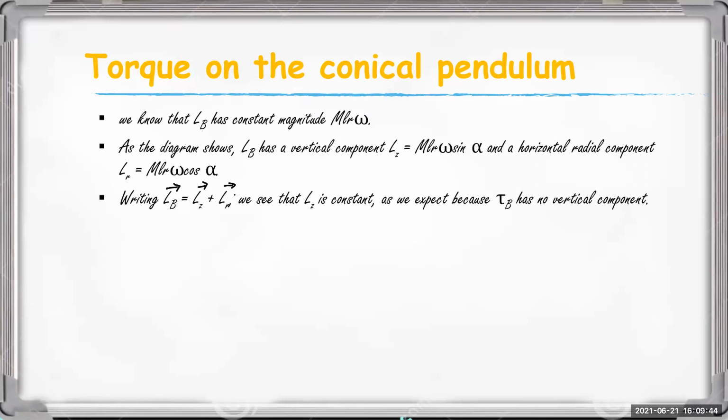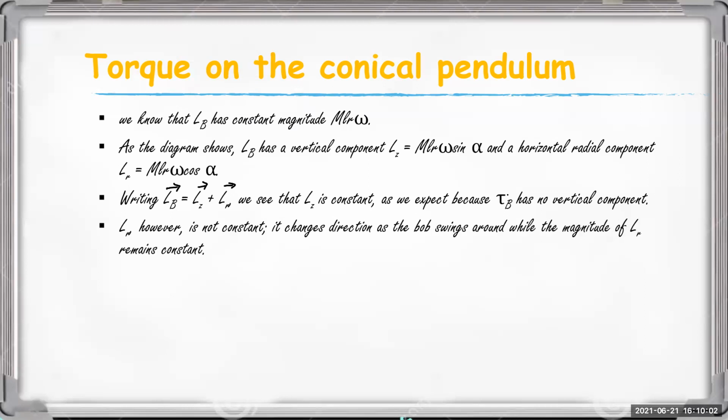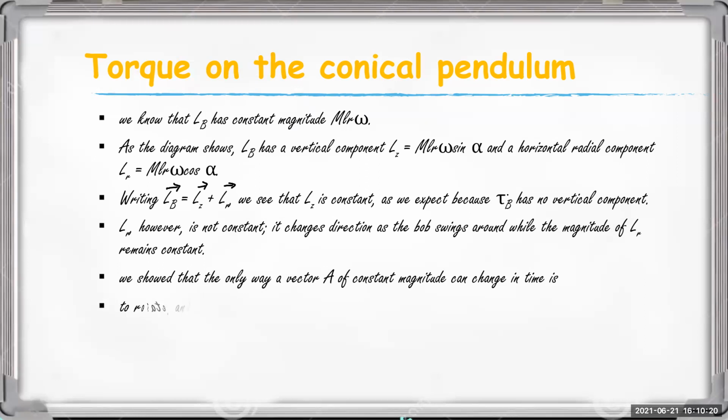Here we can find that Lz is constant, as we expect, because tau B has no vertical component. But Lr is not constant, as it changes its direction as the bob swings around, while the magnitude of Lr remains constant. Now we first find dLr divided by dt.